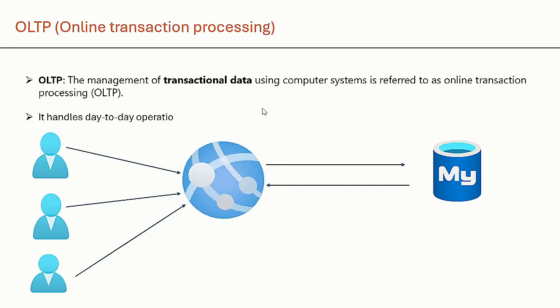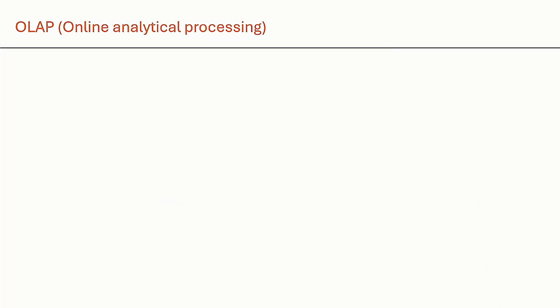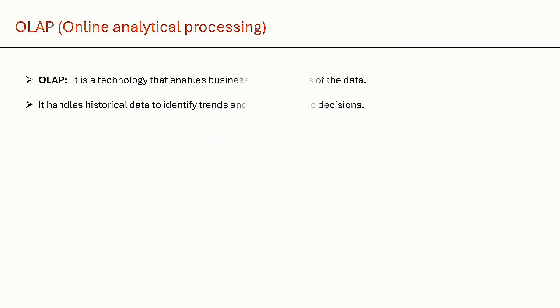Now, if you want insight about data so that you can predict how the business will go in future, you need to use something called OLAP, that is online analytical processing. OLAP is a technology that enables analysis of data. That means this type of data is a bit cleaned, I would say, right? So it handles the historical data, although the data is coming from the transactional data only.